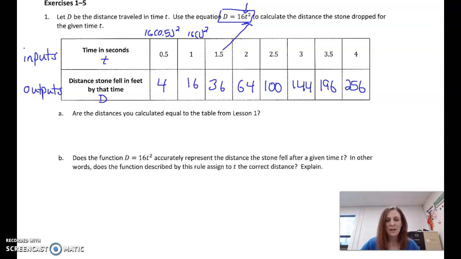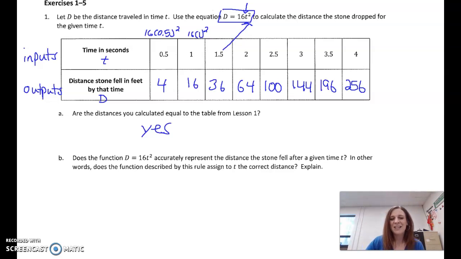Okay. Now it says, are the distances calculated equal to the table from lesson 1? In our last lesson, when we did the concept of a function, remember the stone or whatever falling. When we started it out, we didn't have these 0.5s, but we were multiplying by 16 each time, right? 16, 64, 144, and 256. So I'm just going to put yes. If it doesn't make sense, go back and watch the lesson 1 notes again.